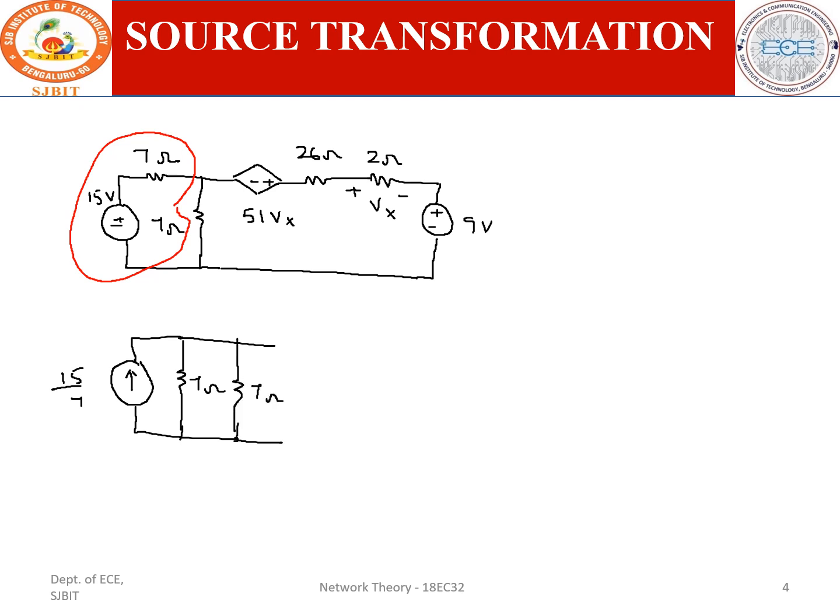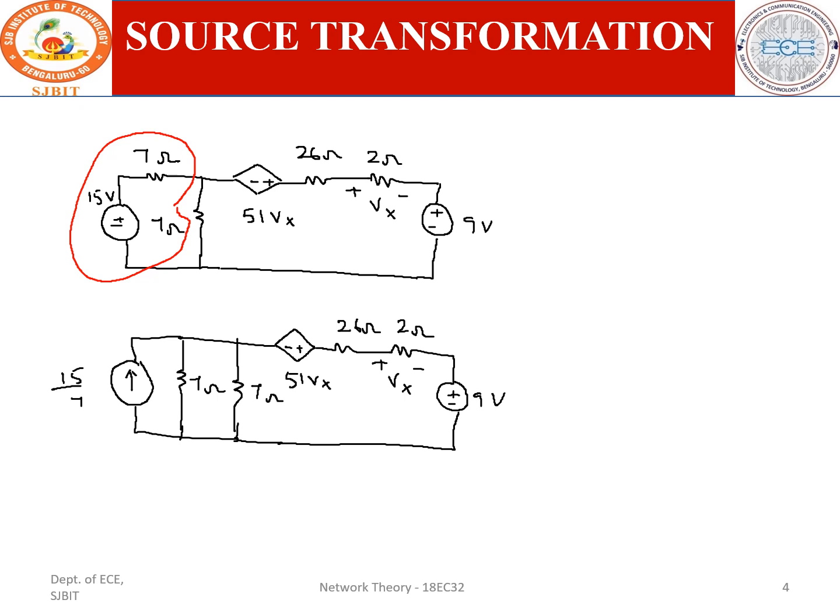This is the 7 ohm, and this is the other voltage source. You have to write this as it is: minus plus, 51 Vx, and this is a 26 ohm resistance. Again, this is a 2 ohm resistor with plus minus Vx across it, and this is your plus minus 9 volt source, written as it is.